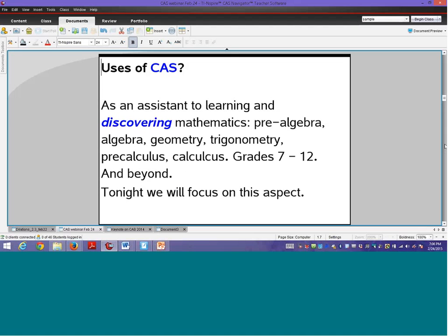But other uses of CAS would be as an assistant to learning and discovering mathematics from pre-algebra, algebra, geometry, trig, pre-calculus, calculus, and beyond, grades 7 through 12. And that's what we're going to focus on this aspect tonight.